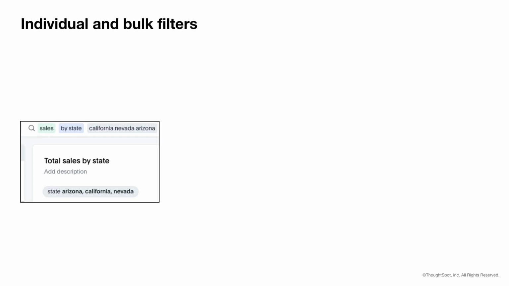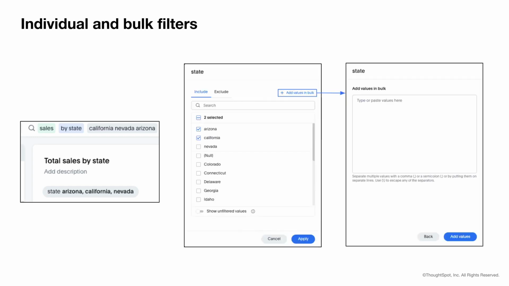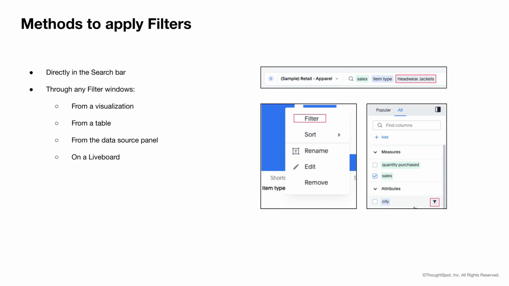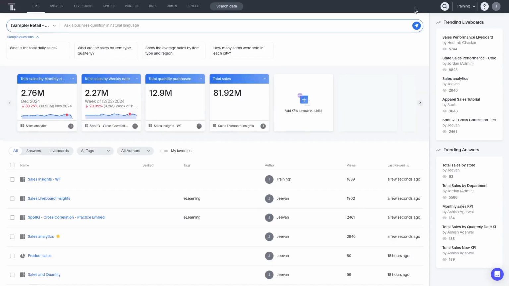Filters can be used together in many layers and combinations, and they can be applied in ThoughtSpot either individually or in bulk. Let's first discuss the multiple methods for applying filters in ThoughtSpot. Filters can be applied directly in the search bar or through a variety of filter windows on any visualized chart or table result. They can also be applied from the data source panel or any existing live boards. The filter criteria of these windows can also be found and adjusted through a filter panel, which appears in all these scenarios as soon as a filter is applied. Let's now take a look at each of these methods.